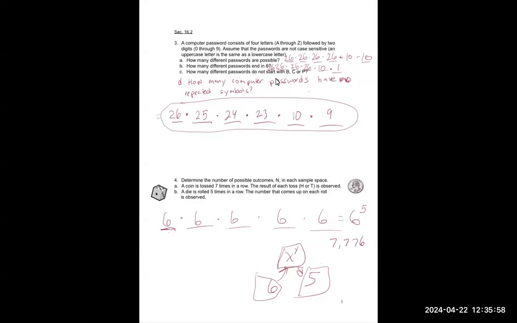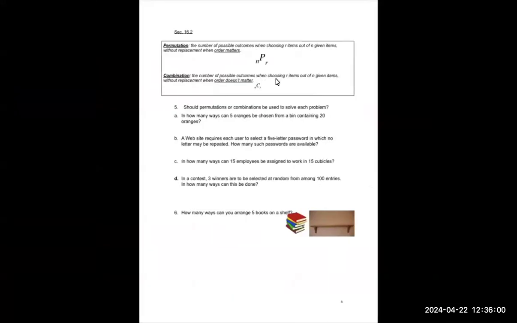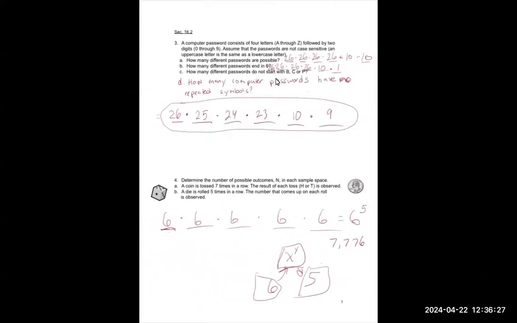All right, so that's 6.2. Now moving on, a permutation is the number of possible outcomes when choosing R items out of N given items without replacement when order matters. And when they say without replacement, it also means without repetition. So in some of these problems that we did over here, like number three, problems 1 through C, it didn't matter. We could have the same number or letter come up several times.